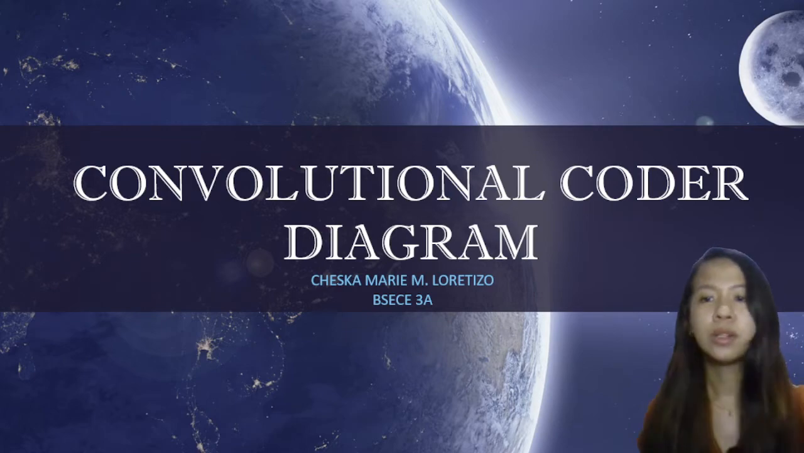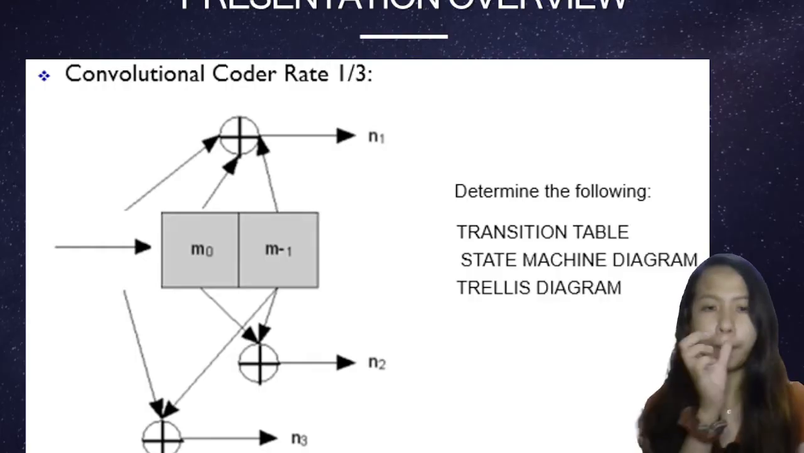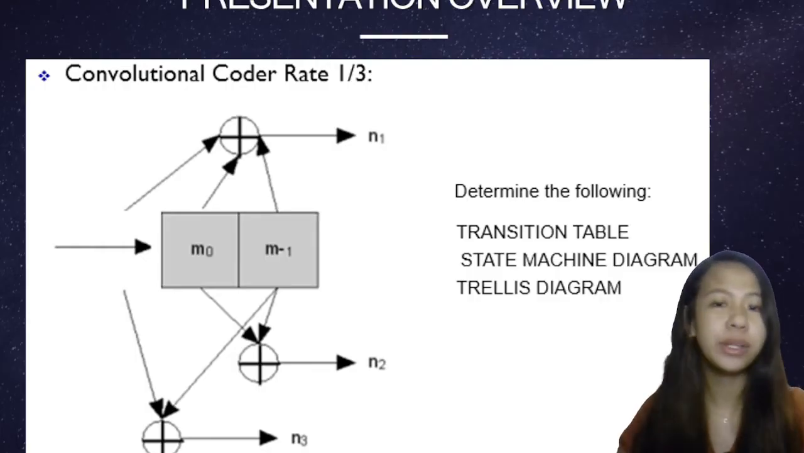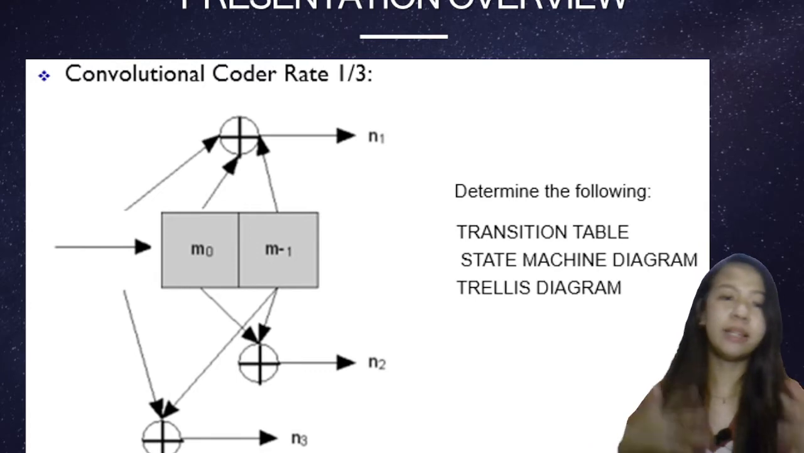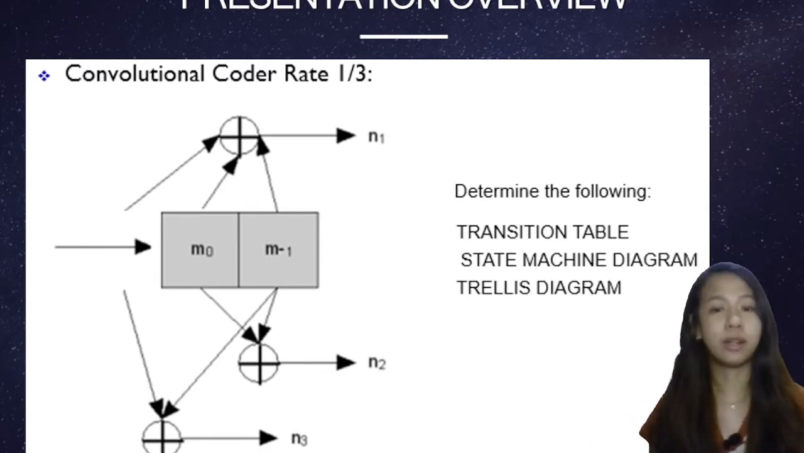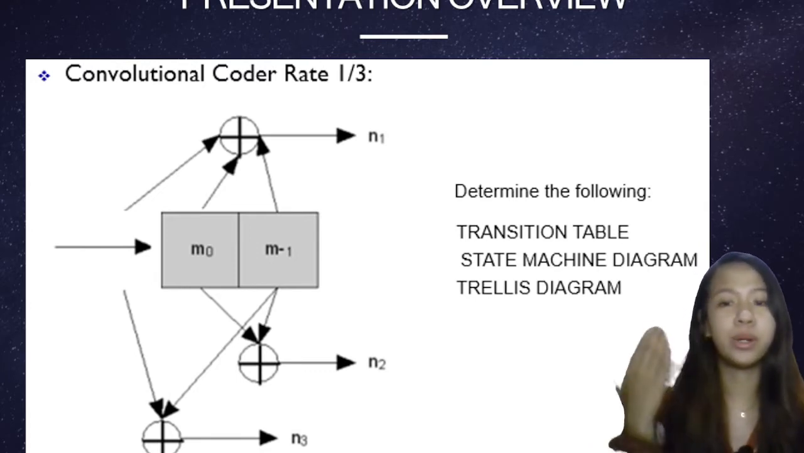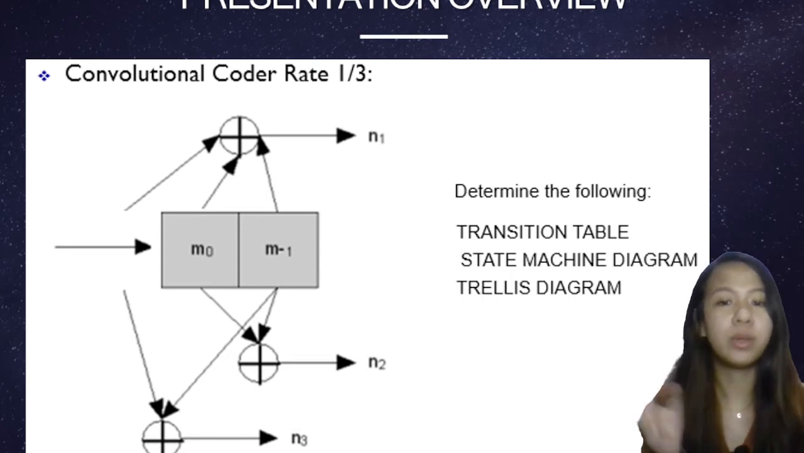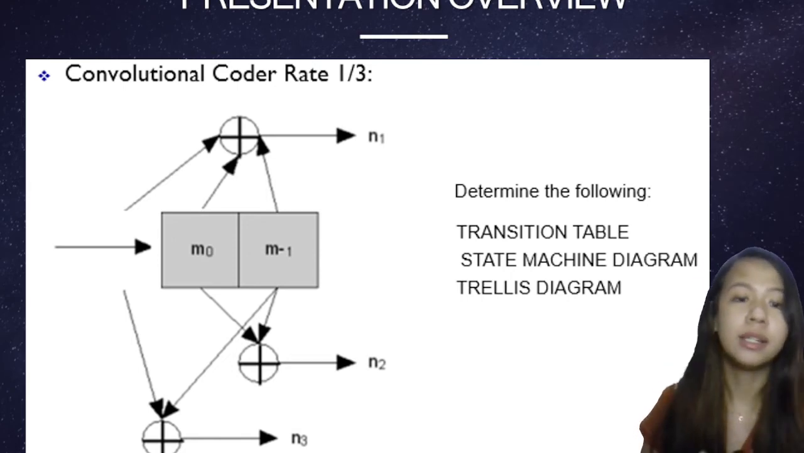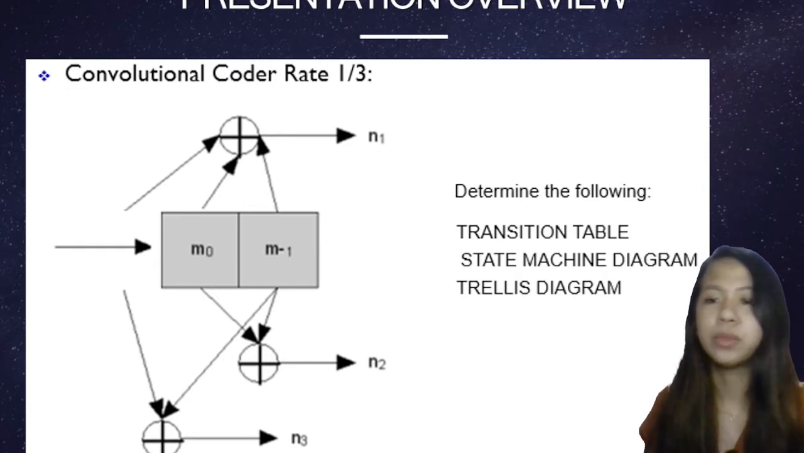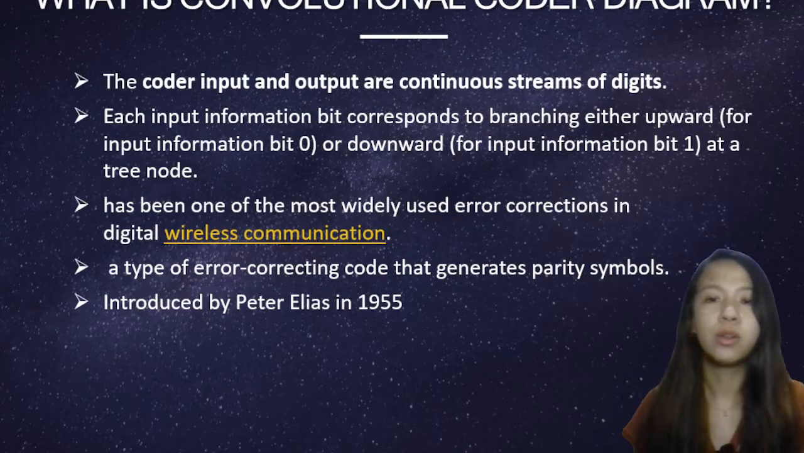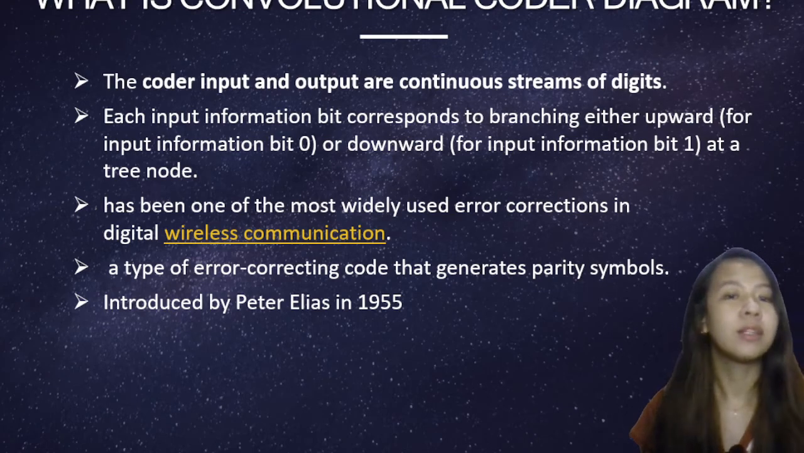So, first, we are going to determine the convolutional coder rate of 1/3 in transition table, state machine diagram, and trellis diagram. So, here is our diagram that we are going to determine using the three of the following in the list below. So, next, first of all, what is convolutional coder diagram?